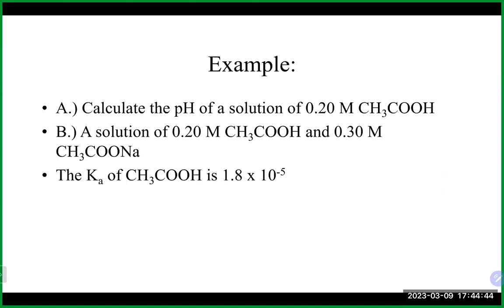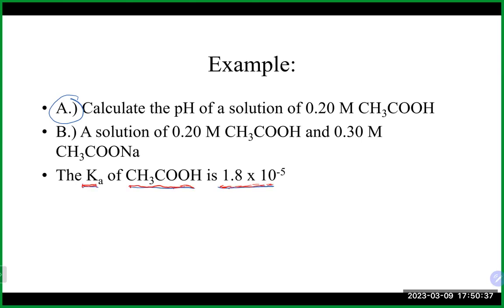So let's take a look at an example here of some of these problems that involve common ion. There's part A and part B. So let's start with part A first. Let's just calculate the pH of a 0.2 molar acetic acid solution. The Ka value here for acetic acid is 1.8 times 10 to the minus 5. So take a few moments here and work just part A, and then we'll talk about it. Then we'll talk about part B here.